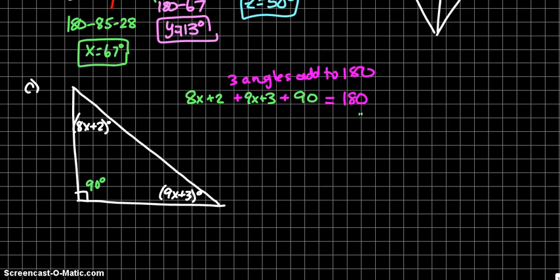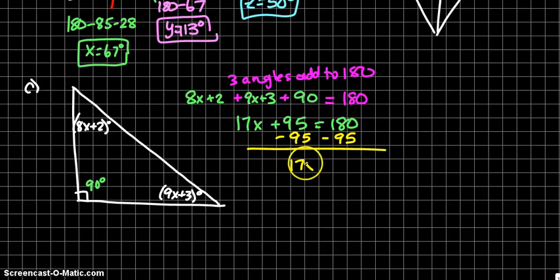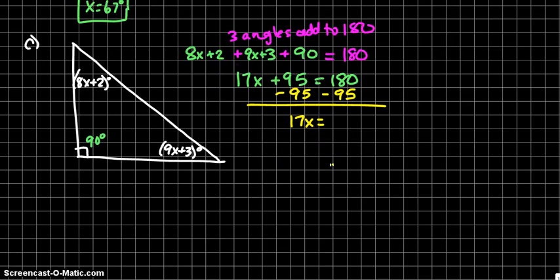All right, so step one, combine like terms. 9x plus 8x is 17x, and then 2 plus 3 plus 90 is 95. I'm going to subtract 95 from both sides. And then I'm going to divide by 17, and you end up with x equals 5.